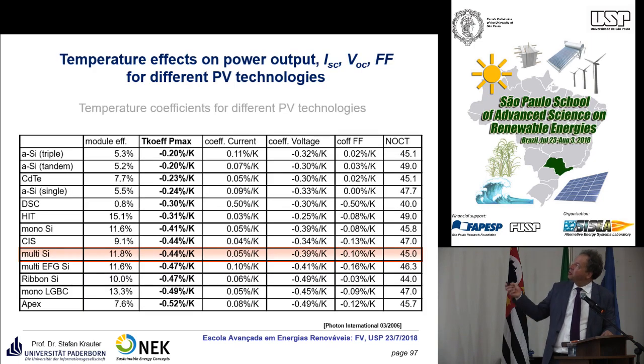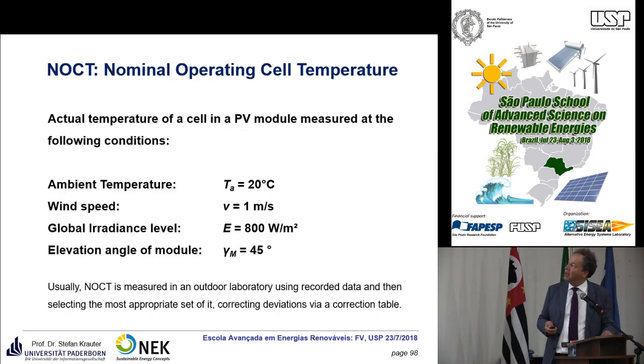There was one table I just want to mention here. This is NOCT, the nominal operating cell temperature, which is not equivalent to the standard test conditions, but would be more appropriate because it would not consider only cell temperature, it would consider the actual ambient temperature and then the actual operating temperature, which develops depending on the cell technology and so on. It also considers the wind speed and global irradiance level, which is not that bright sunshine, a bit reduced, 800 watt per square meter, and also the elevation of the module.